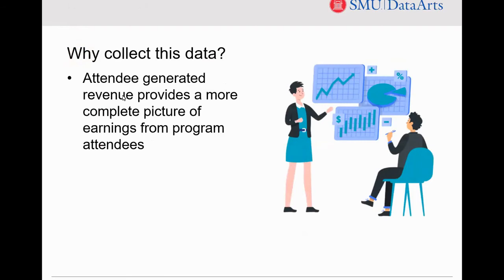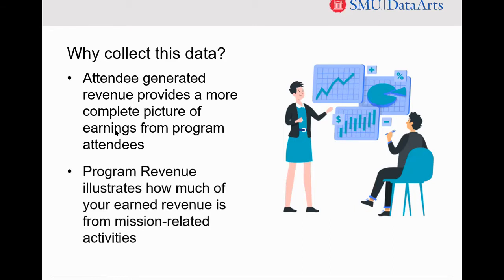So why is the data broken out in this way in this section in the new CDP? Attendee-generated revenue is a concept that provides a more complete picture of earnings from program attendees. If you think about it, if you have people buying tickets and also spending on concessions while at your programs, all of that revenue is actually coming from the same group of people. And so there are instances where it can be helpful to analyze it all together.